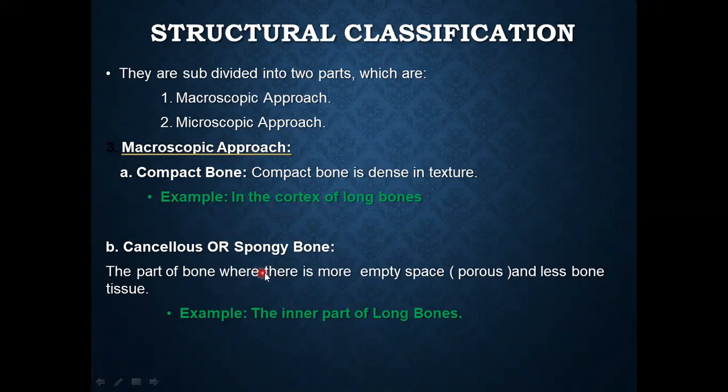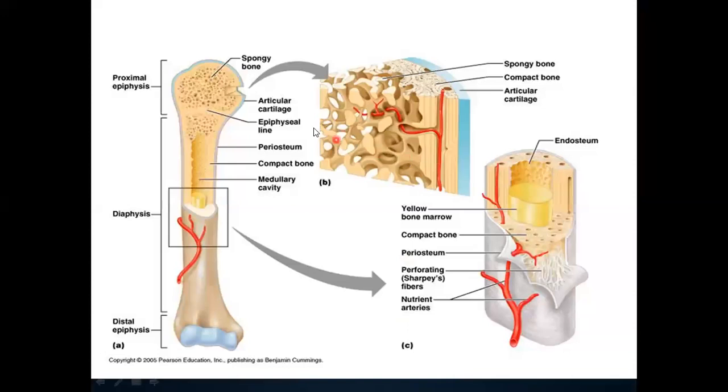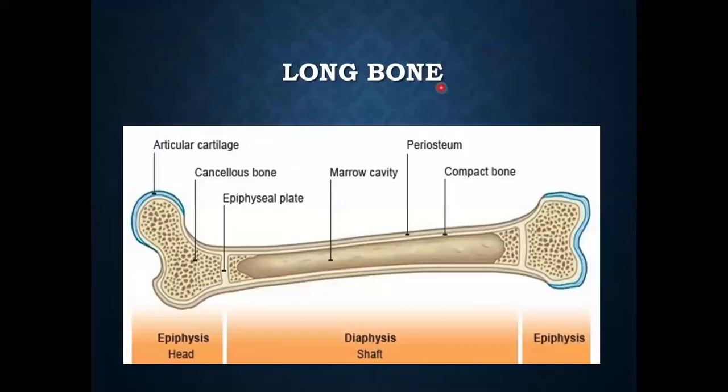Cancellous or spongy bone is the part of the bone where there is more empty space, porous, and less bone tissue. Example: the inner part of the long bones. There's the spongy bone. And this is the compact bone. Now this is a typical long bone, with two ends, the epiphyses, and the long shaft, the diaphysis. There is a marrow cavity, epiphyseal plate, and articular cartilage.